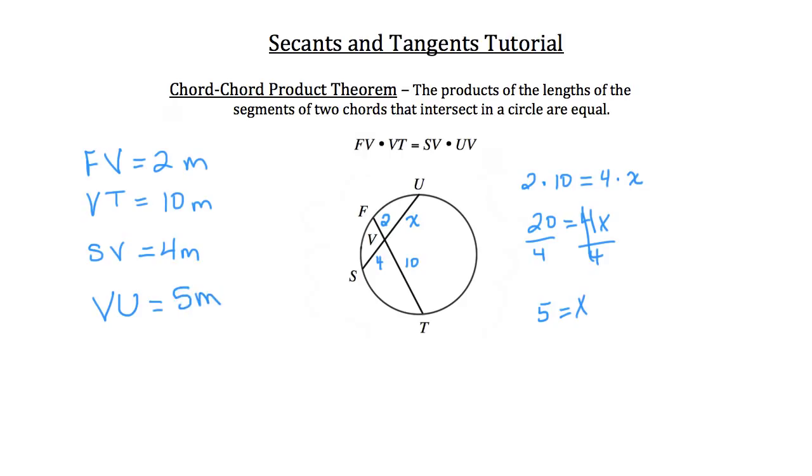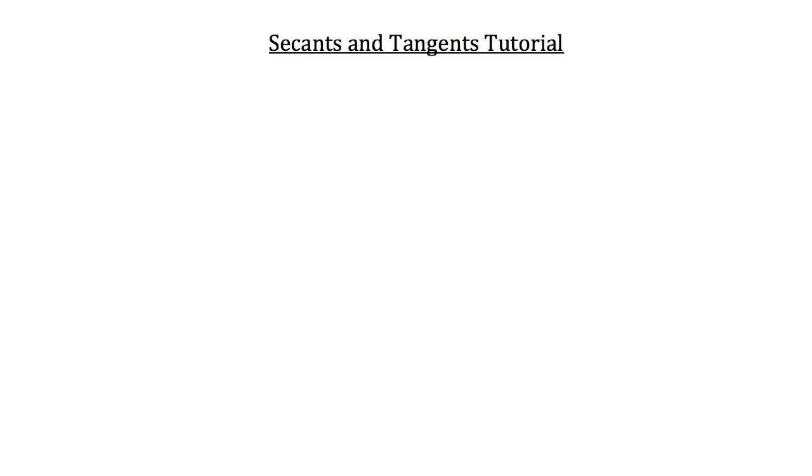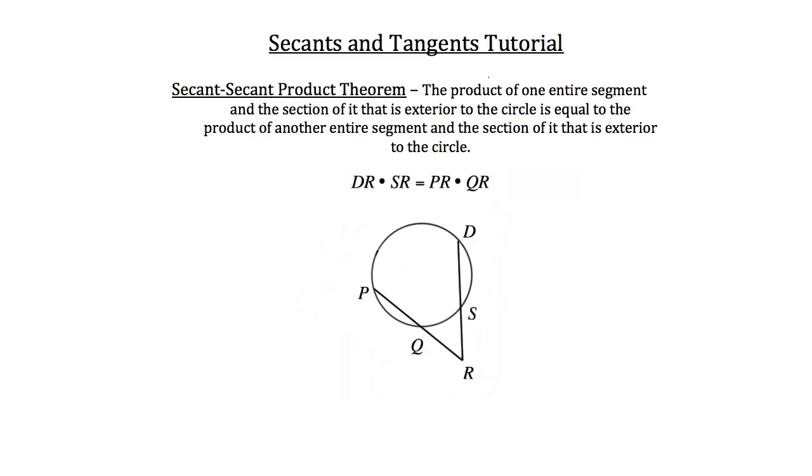Now that we've got the chord-chord product theorem, let's move on to the secant-secant product theorem. The secant-secant product theorem states that the product of one entire segment and the section of it that is exterior to the circle is equal to the product of another entire segment and the section of it that is exterior to the circle. So let's break that down real quick.